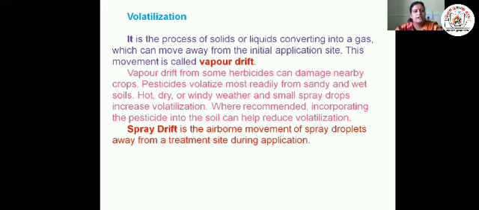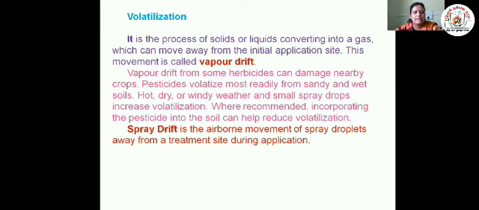Transfer losses, volatilization. It is the process of solid and liquid conversion into a gas, which can move away from the initial application site. This movement is known as vapor drift. Vapor drift from some herbicides can damage the nearby crop. Pesticide volatilizes more readily from sandy and wet soil. Hot, dry, and windy weather and small spray drops increase the volatilization losses, whereas incorporating pesticides into the soil can help to reduce volatilization.